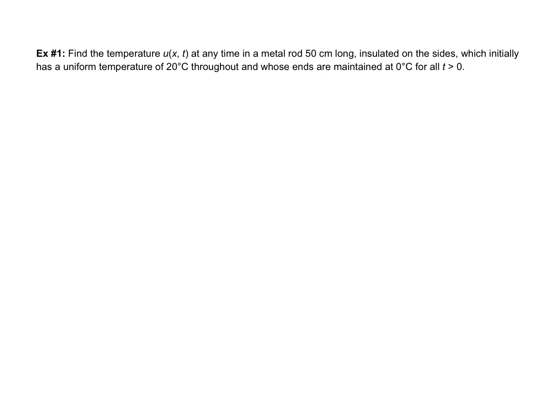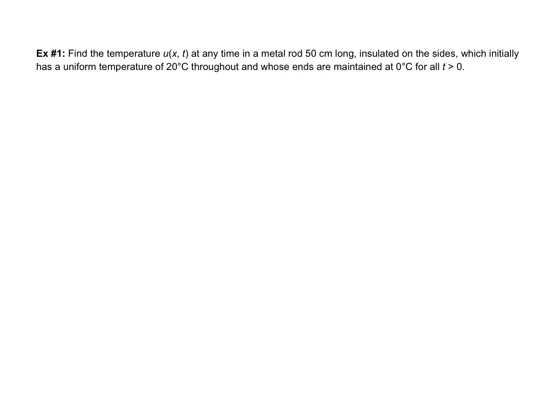Example 1: find the temperature u of x,t at any time in a metal rod that is 50 centimeters long, insulated on the sides, which initially has a uniform temperature of 20 degrees throughout, and whose ends are maintained at 0 degrees for all t greater than 0. Okay, so I want to repeat, this is the only example that we are doing together in this video. So please make sure that you are on your A game, your full brain is ready to go through this.